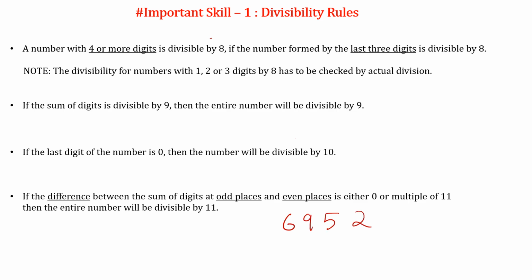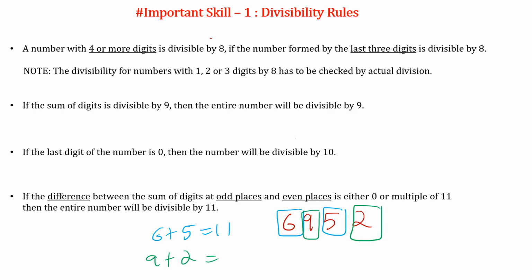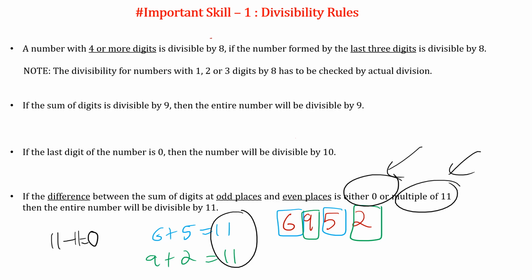So first what we're going to do is, let's take a look at these numbers. 6 plus 5, add it, we'll get 11. Then we'll take the alternating digits. 9 plus 2, we'll get 11. Then we'll form the difference between them. Okay, 11 minus 11 is 0, right? So if the difference is 0 or a multiple of 11, then the number is divisible by 11. So 6952 is indeed divisible by 11.